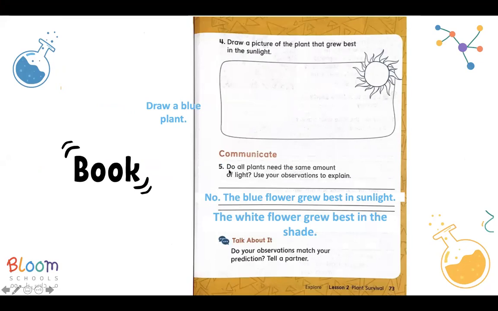And then here a question says, do all plants need the same amount of light? Use your observation to explain. No, the blue flower grew best in sunlight and the white flower grew best in the shade. Again, you can pause and write the answer down.